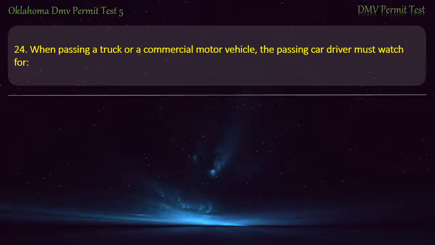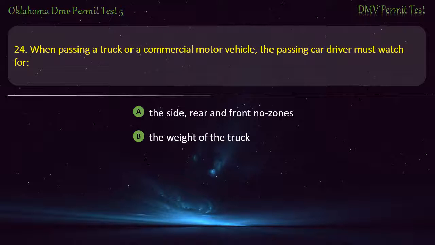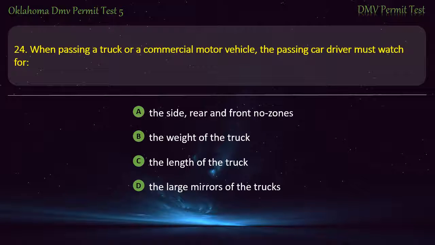Question 24. When passing a truck or a commercial motor vehicle, the passing car driver must watch for the side, rear and front no zones. The weight of the truck. The length of the truck. The large mirrors of the trucks. Answer. The side, rear and front no zones.